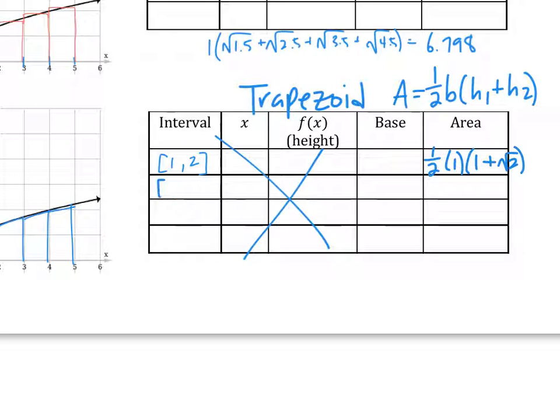Between 2 and 3, 1/2 base times height 1 plus height 2. So base is still 1 because the width didn't change. The height is square root 2 plus square root 3. Okay, and then area 3 is also 1/2 times 1 times square root 3 plus square root 4. And same thing with the last one.